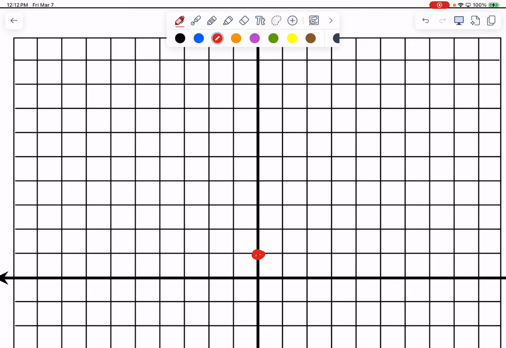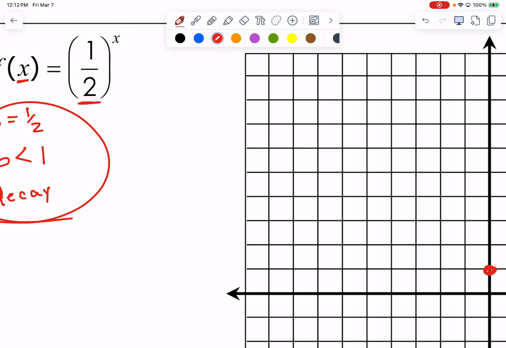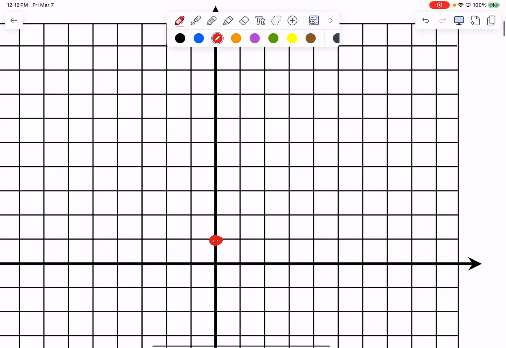Okay? Now, this is 1/2 to the x. So now when you go to the right, it's not multiplied by 2. It's actually cut in half. So when you go to the right, it's cut in half. So now it's at a half. If you go again, it'll be a half of a half, which is a fourth. And then half of a fourth, you'd get an eighth. And you could keep going.